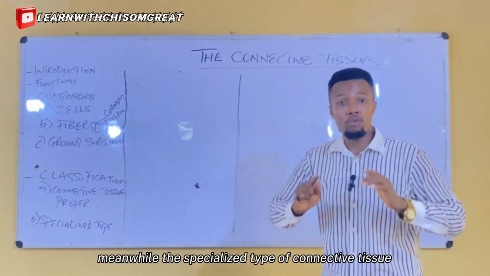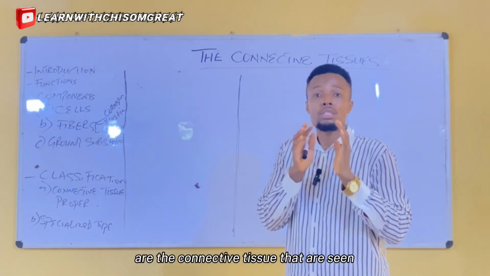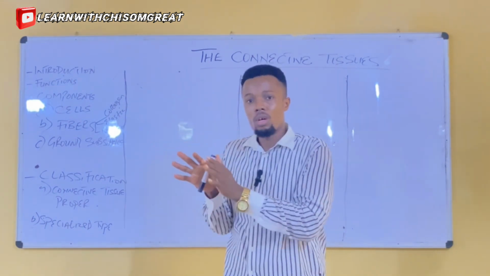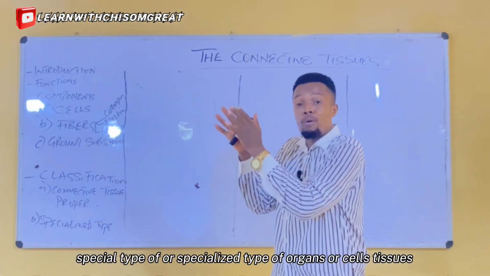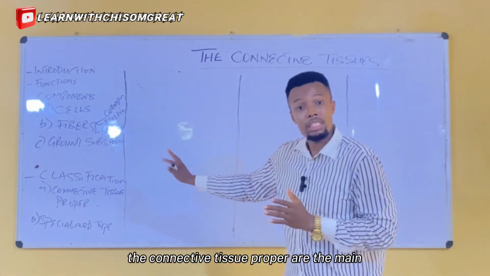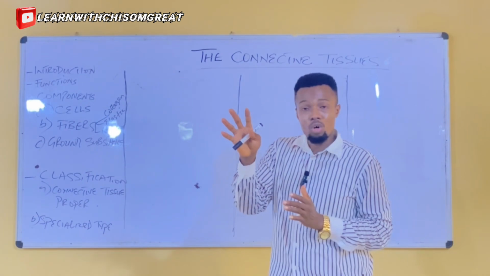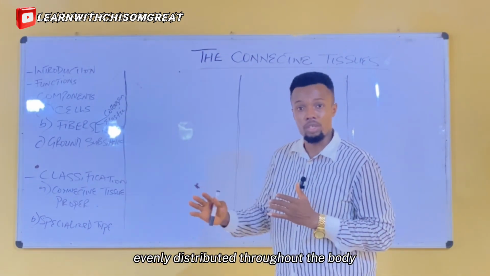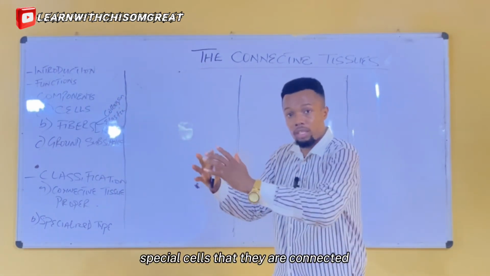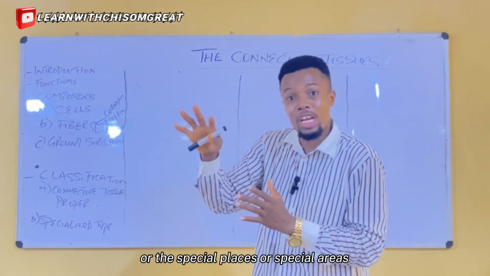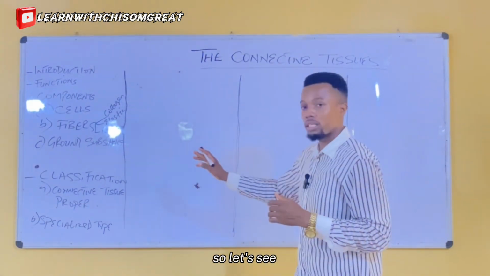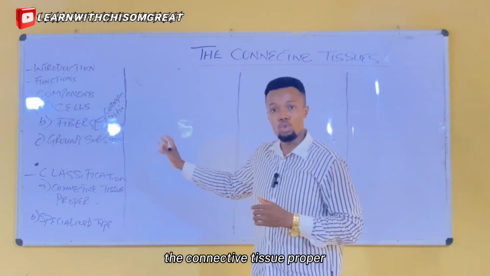Meanwhile, the specialized type of connective tissue are the connective tissue that are seen in special types of cells or specialized types of organs or tissues. That's where they are seen. Meanwhile, the connective tissue proper are the main connective tissue that are evenly distributed throughout the body, but these ones have special cells that they are connected to, or special areas that they are found. So that's the difference. So let's see the connective tissue proper.